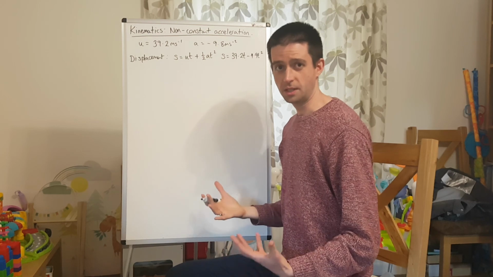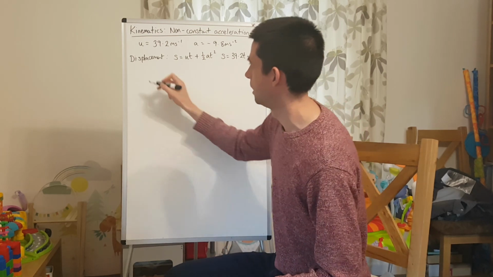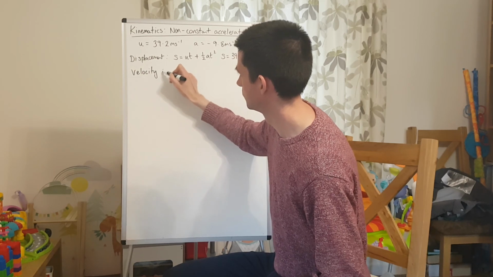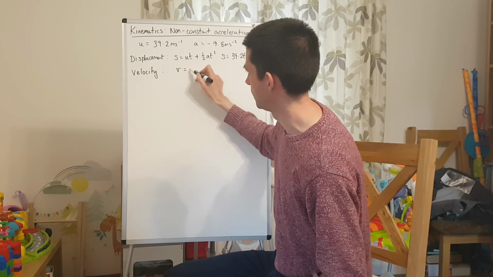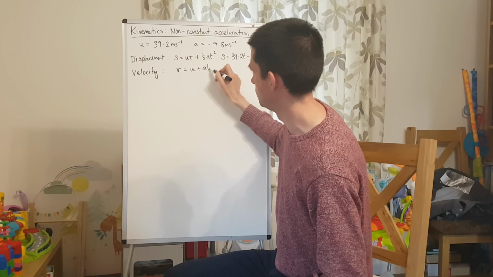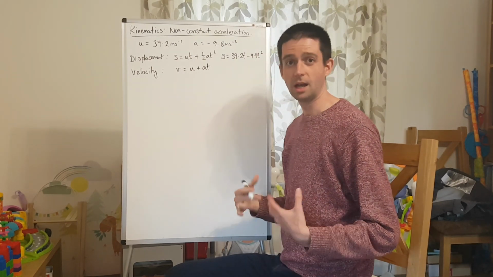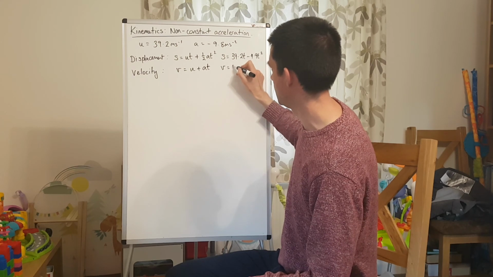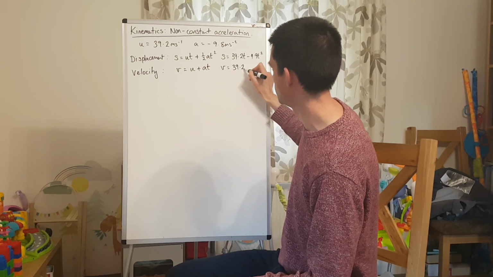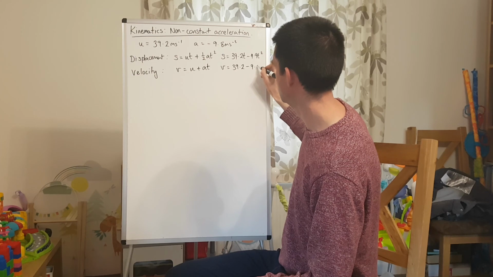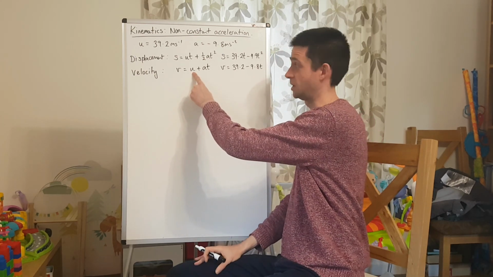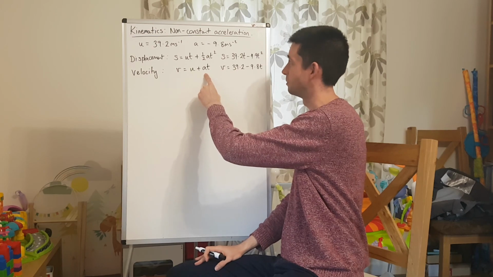If we wanted to find the velocity of the particle at a particular point, we would use the Suvat equation v equals u plus at, and substituting the numbers into that equation, we have that v equals 39.2 minus 9.8t. So u is 39.2, a is minus 9.8.